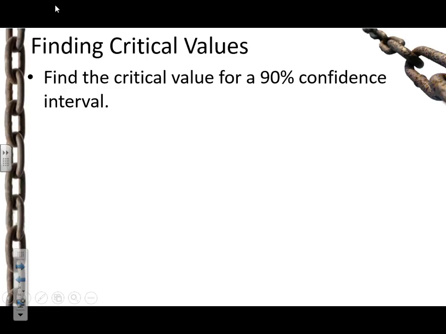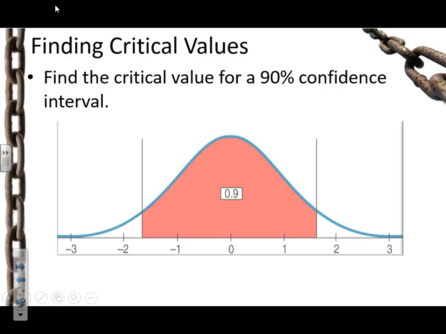Okay? So, we want to calculate the critical value for a 90% confidence interval. So we got to think about what we're doing here. If I want a 90% confidence interval, an interval gives me a middle percent of values, right? So what I'm looking at here is, I want to figure out what z-scores associate with the middle 90% of a normal distribution.